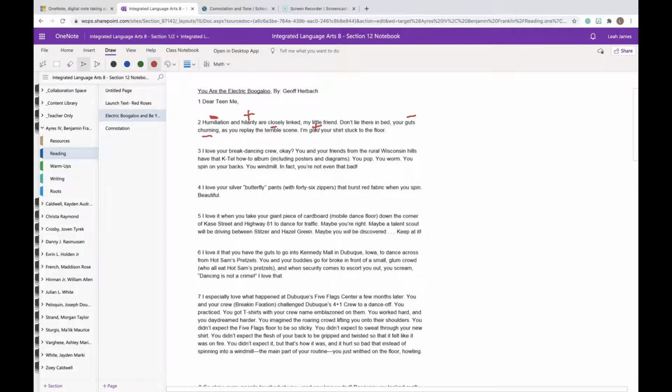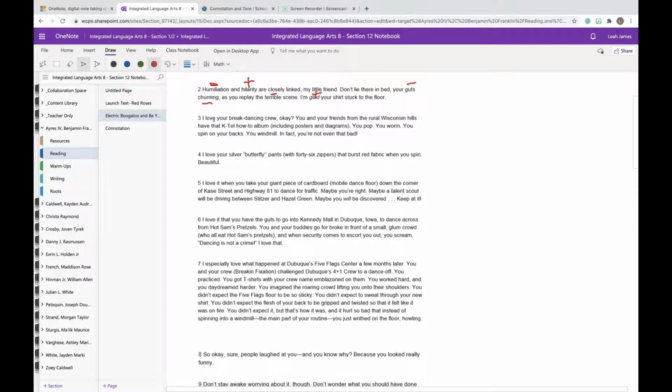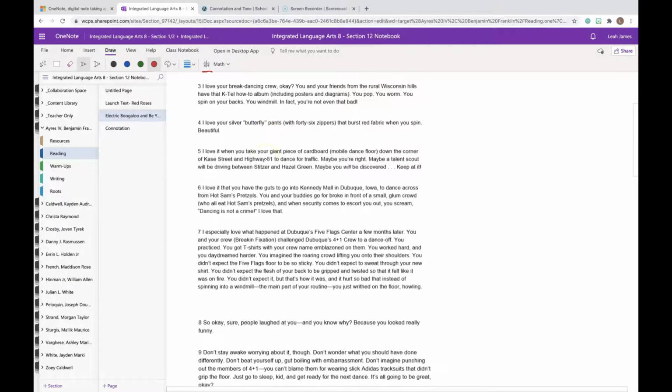So you're going to find the reading that you were assigned. Remember, it's either You Are the Electric Boogaloo or Just Be Yourself. And you're going to go through and find words that have strong either positive or negative connotations, and put either a negative sign or a positive sign above them.